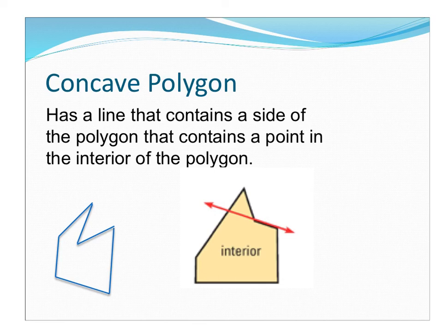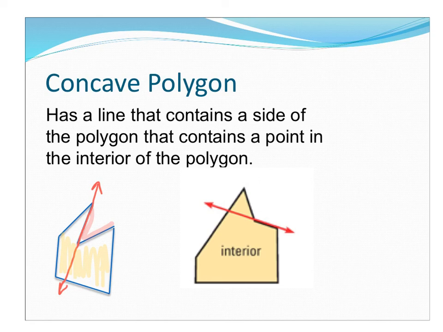So on this one, if I were to draw a red line on top of this side, remember a line goes forever, notice the red line now ends up in this interior portion of the polygon. So this would be an example of a concave polygon. Now, another way that I always think about it is I look at it and I think, oh, this side looks like it's caving in, so it's concave. Whereas the convex are all going to point outward.